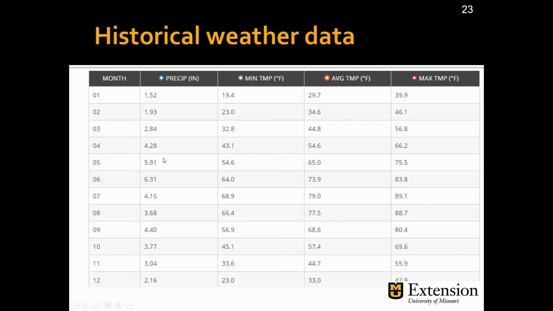Where I live, May, June, and July are really wet months. Just think about some trees requiring between 1 and 2 inches of water per week. If we have 4 weeks, that means I need between 4 and 6 inches of water. I'm going to need some supplemental irrigation for some of these months. So that's how I use this weather data, just to think about how much water I'm going to need. Do I need irrigation for these months?